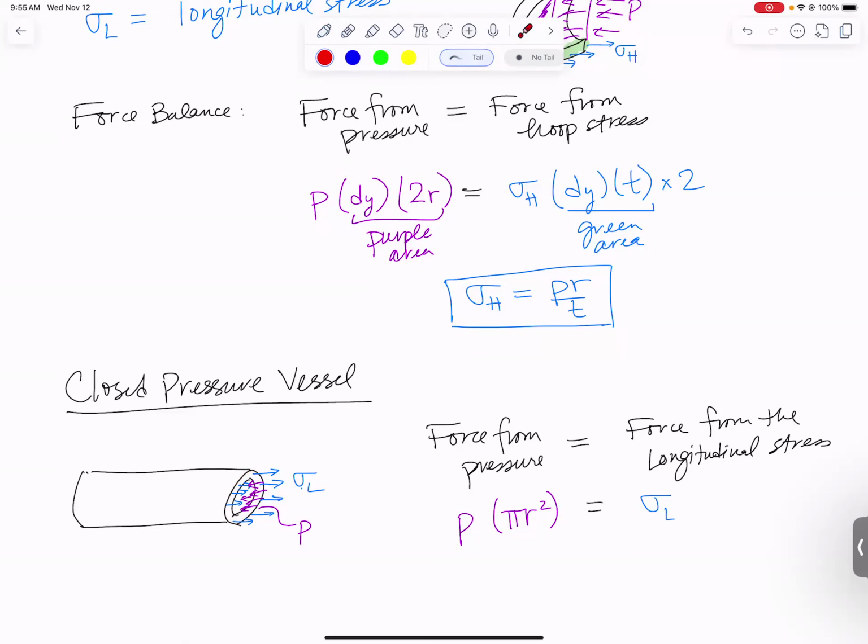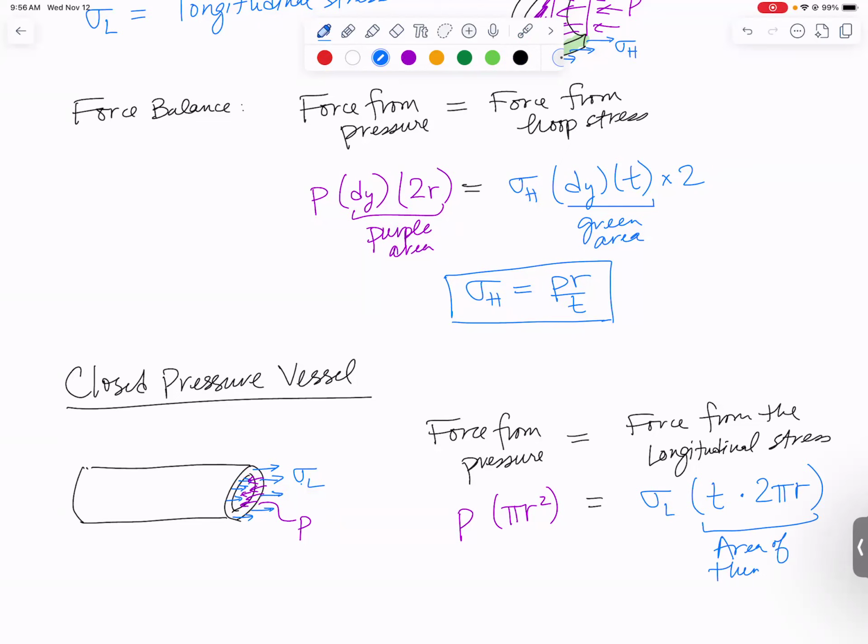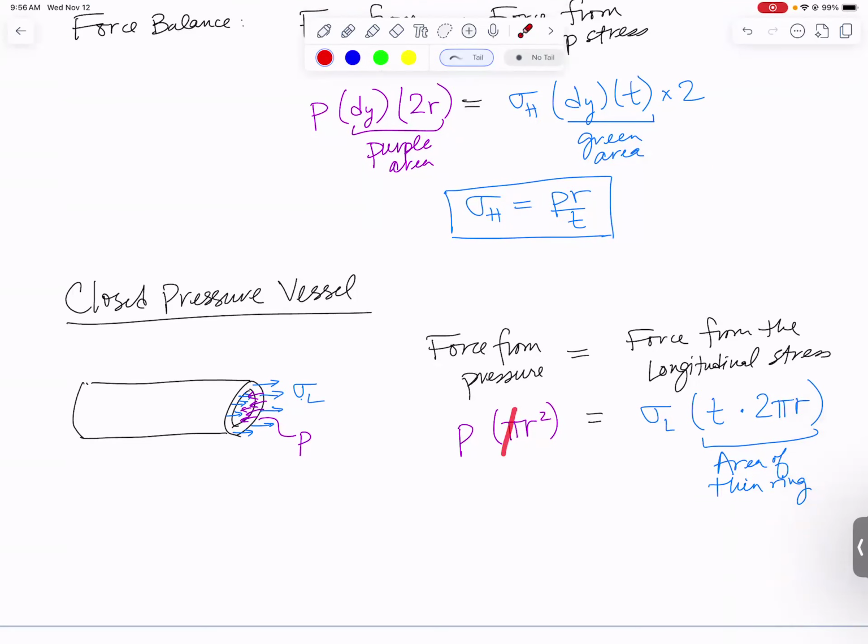We're going to assume that it is so thin compared to the radius that we can just treat this like a uniform strip of material of thickness T that's wrapped around the outer circumference of that circle. So the area of that thin ring is going to be the thickness times the circumference of a circle, which is 2 pi times the radius, or pi times the diameter. So that is the area of the thin ring. Let's solve. The pi's are going to cancel, and one of the radii is going to cancel. And we're going to get that the longitudinal stress in a closed pressure vessel will be PR over 2T.